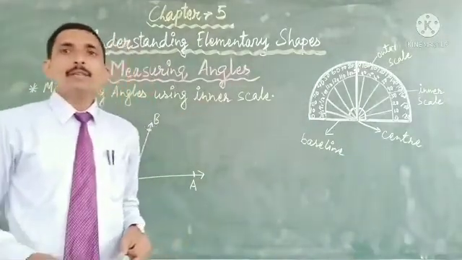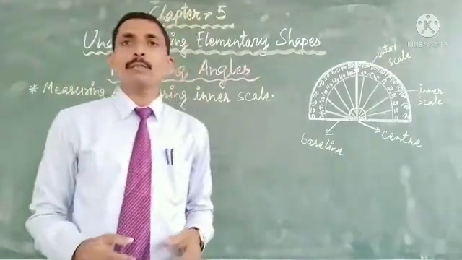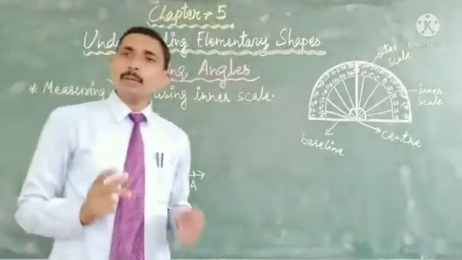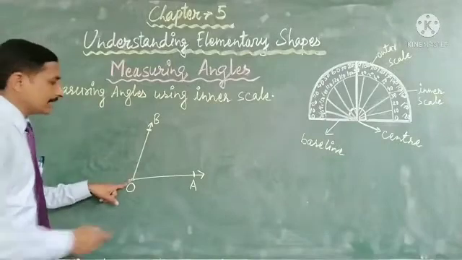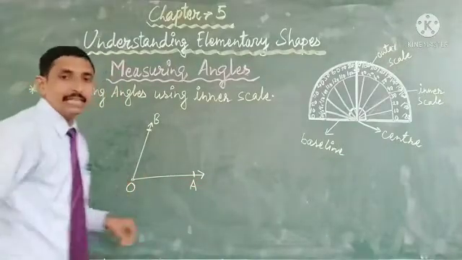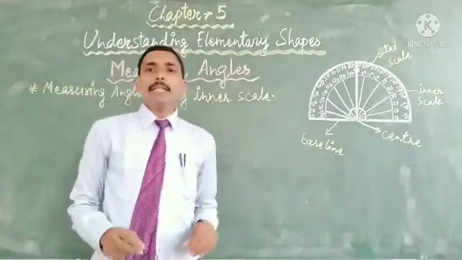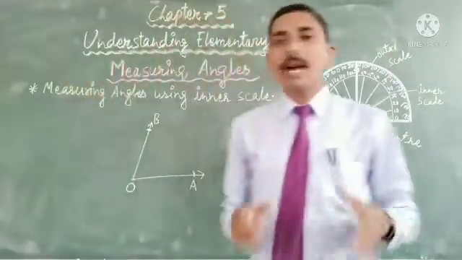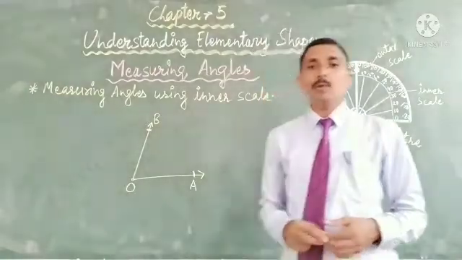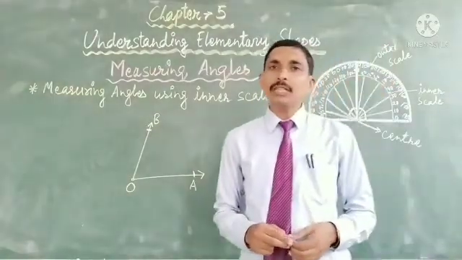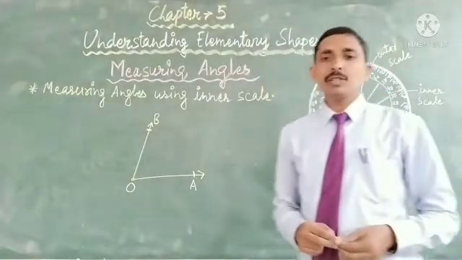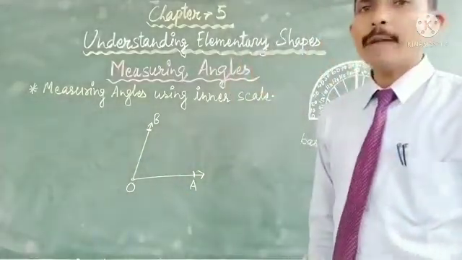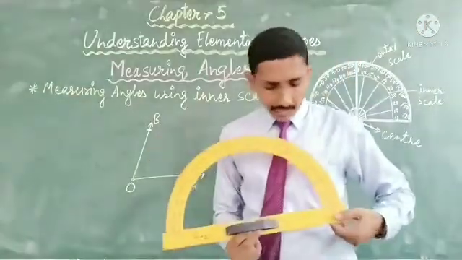When we use inner scale of protractor for measuring angles, when the vertex is to the left of the baseline, the measurement is done in anti-clockwise direction, and therefore the inner scale is used to measure the angles. Consider angle AOB. So in this case we have to use the inner scale.